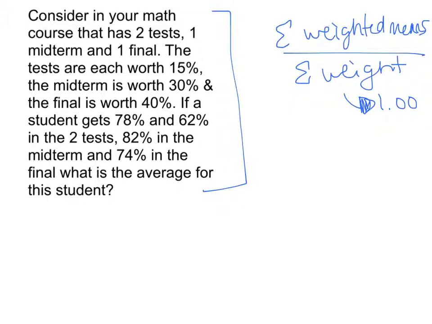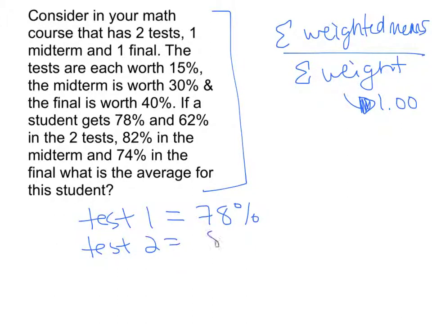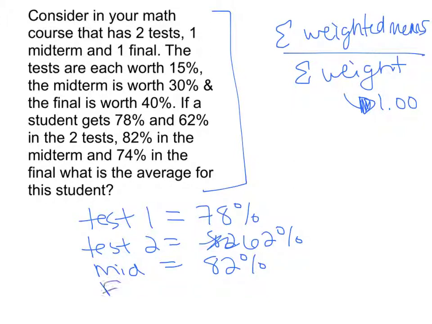So what we have here is, test 1, the student scored 78%. Test 2, the student scored, oh sorry, not 82%, but 62%. So maybe they didn't study as hard for test 2 because that's dropped quite a lot. The midterm was equal to 82%. So they definitely studied a lot harder for that, knowing, oh man, that's worth a lot more. And then the final was 74%. So it dropped a little bit there.